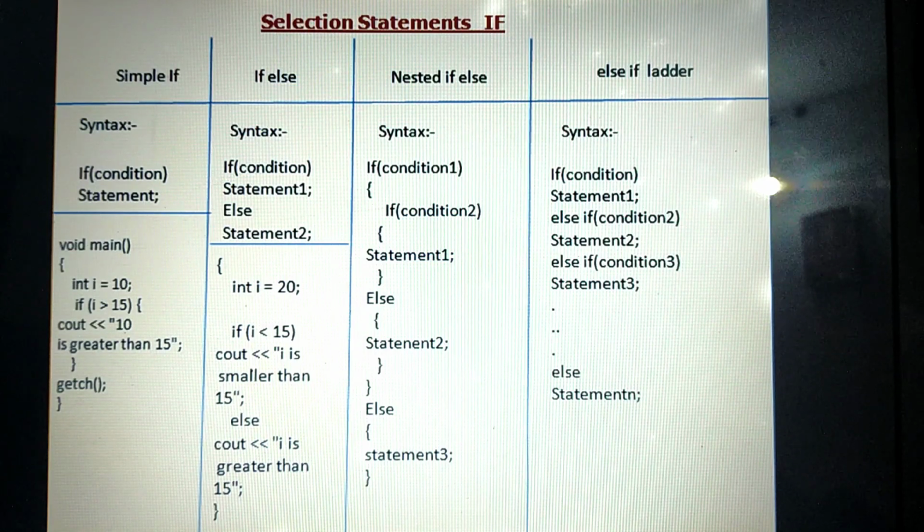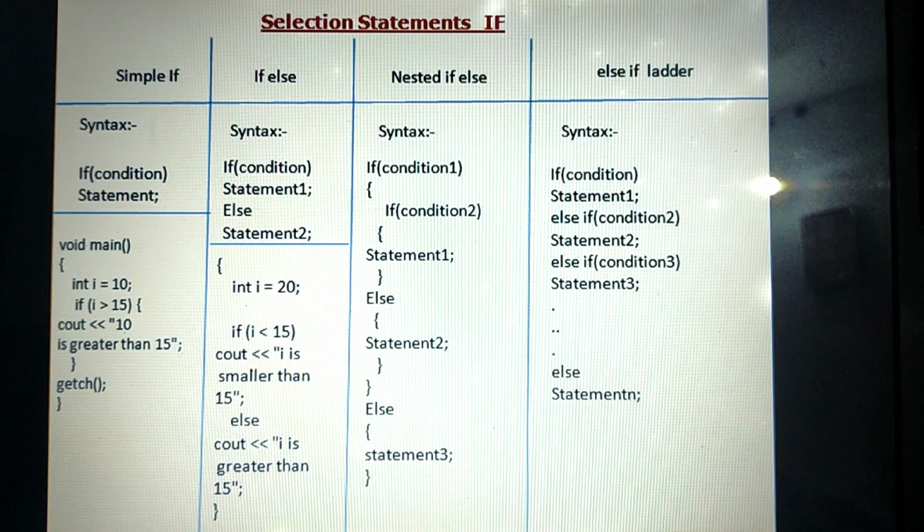How will the if statement work? How will each one of the subcategories work? We can use these depending on the requirement of the program. Let us learn how these four types of if will work, starting with the first one. How will the simple if work? What is the syntax of simple if?